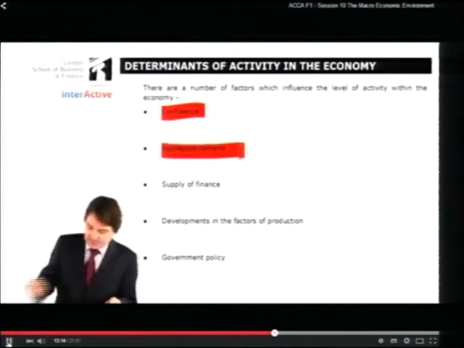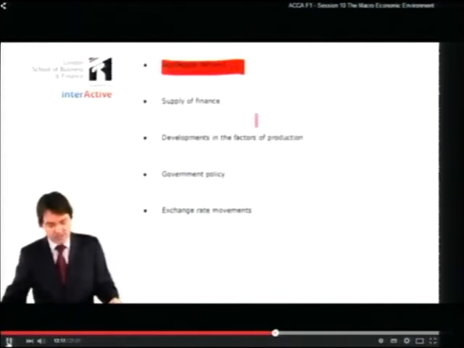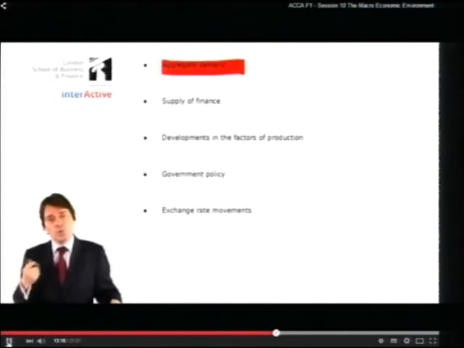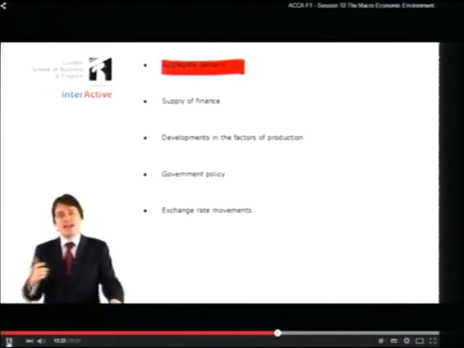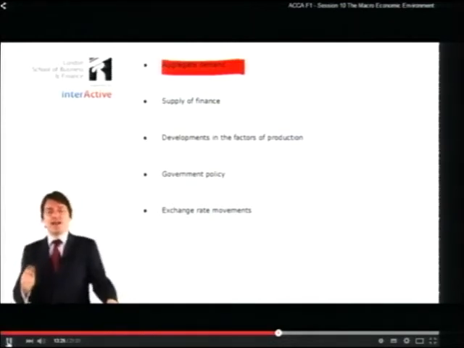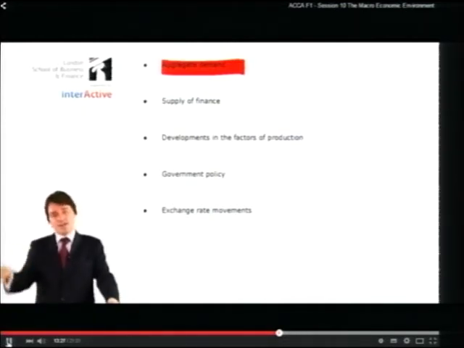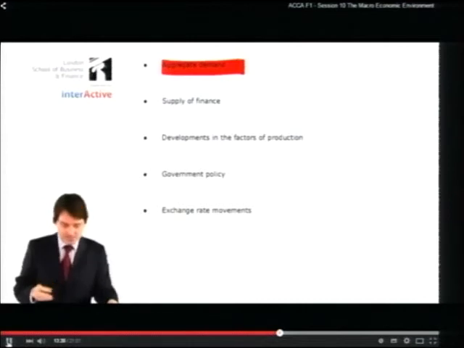Aggregate demand. What's the total demand in the entire country? Look at all the workers together. Look at businesses, workers, governments, and how much do all of them together actually want to buy? Do we want that to go up? Do we want it to come down?